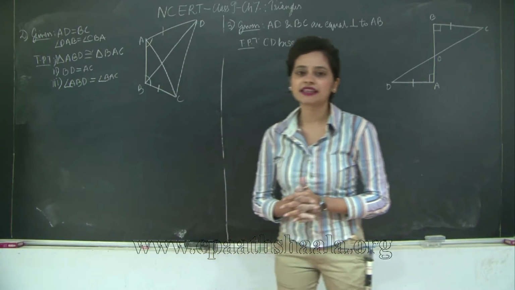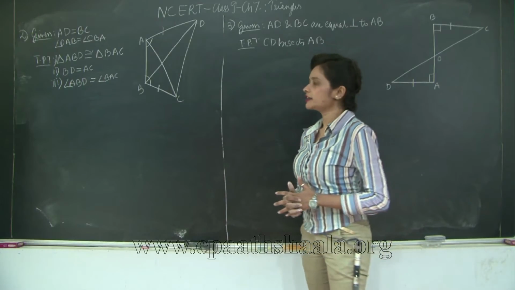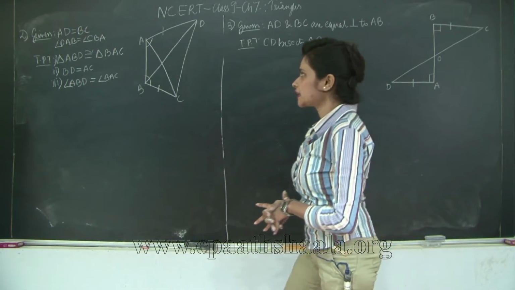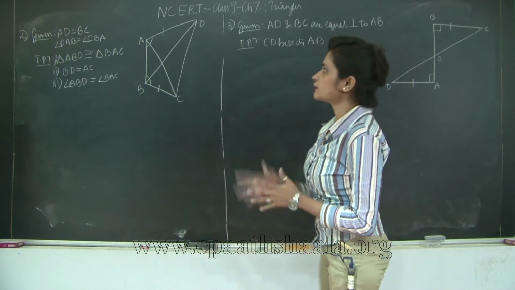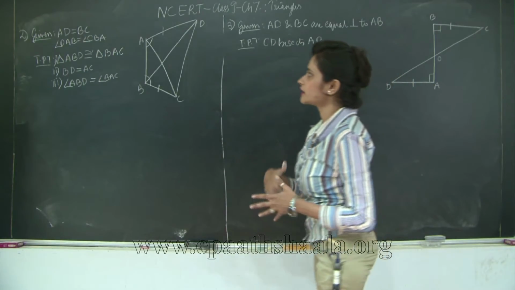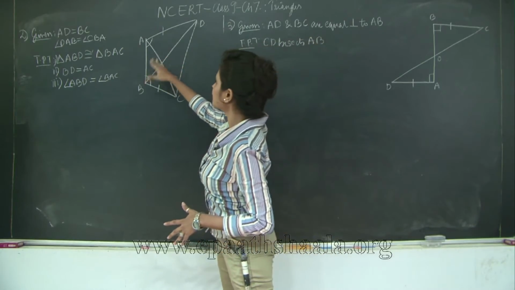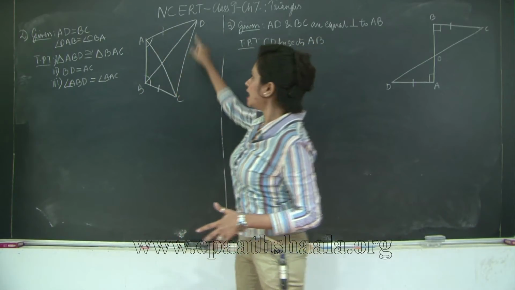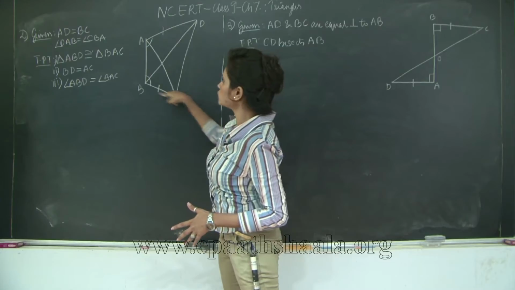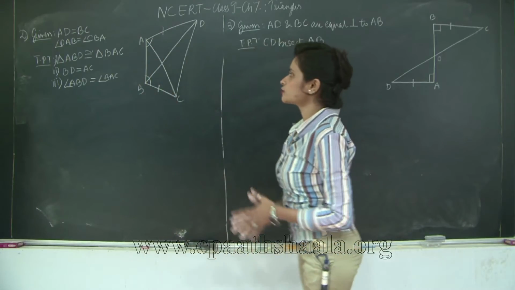So, we completed the first question in the previous class. Let's move on to the second and the third. So, the second one, we need to prove something based on the given data. The given data is already marked in the diagram. Let's read it out. We have AD equal to BC and angle DAB is equal to angle CBA. We need to prove that the two triangles are congruent.